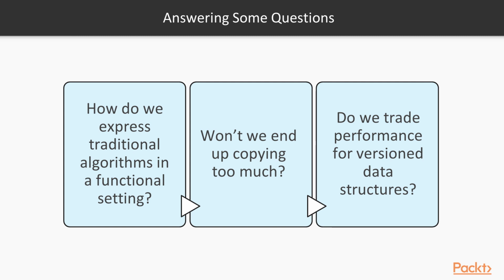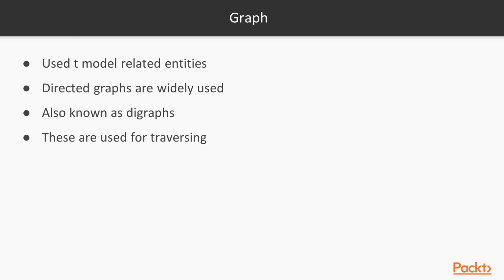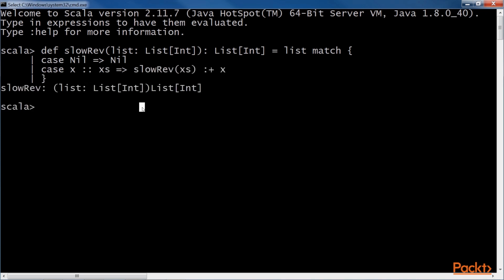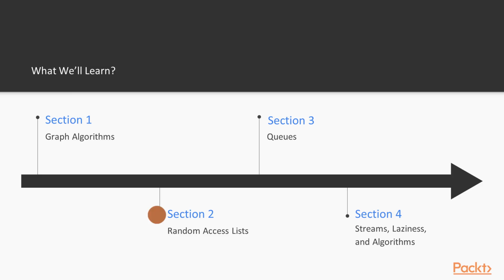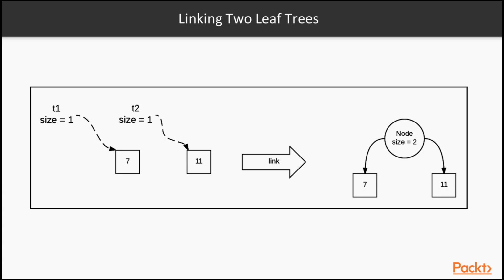It's time to see what we'll be covering through this course. So, our first section, Graph Algorithms, looks at some common graph algorithms. We look at graph traversal and topological sorting, an important algorithm for ordering dependencies. Then we'll move on to random access lists, which looks at how we could exploit binary search trees to access a random list element faster.